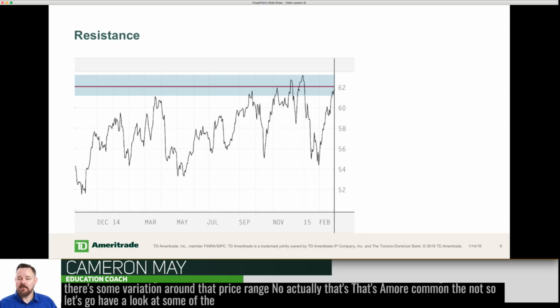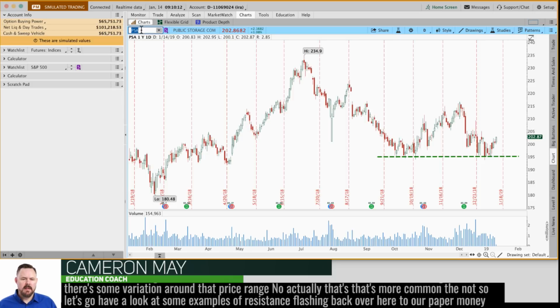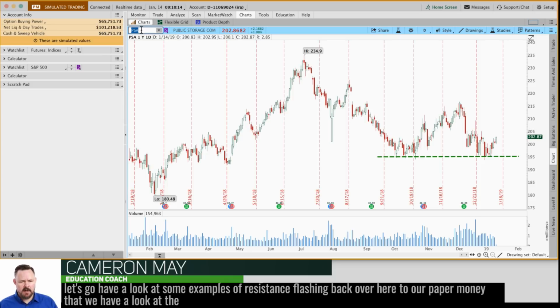So let's go have a look at some examples of resistance. Flashing back over here to our paper money. How about we have a look at VRTX?